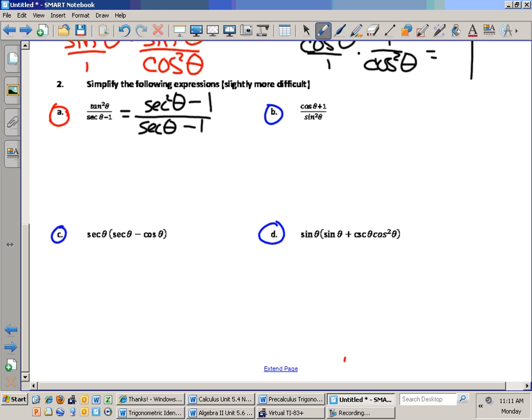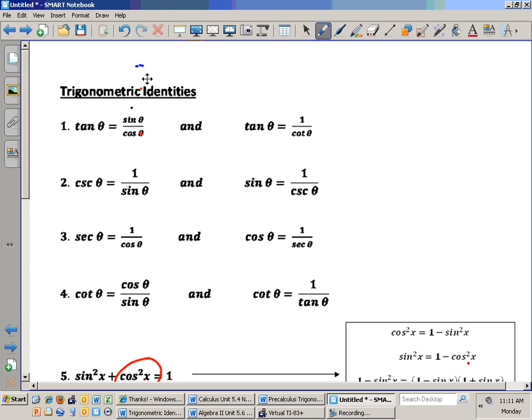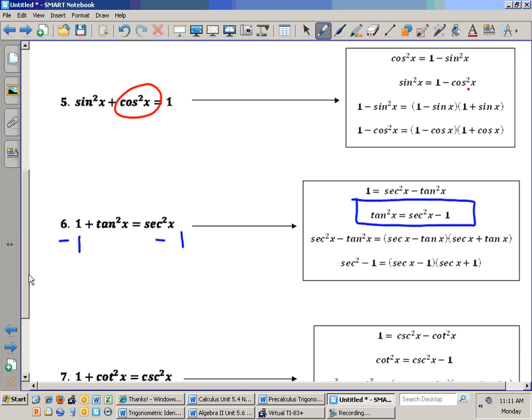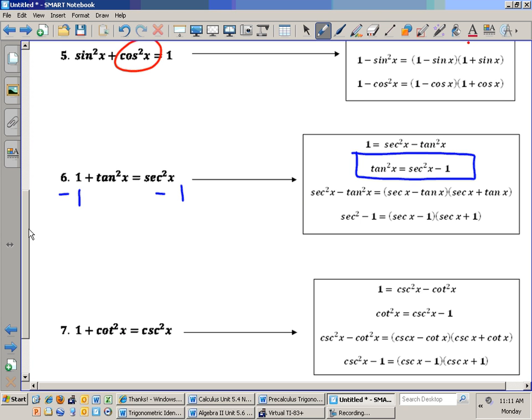Now, the formula says tangent squared is equal to secant squared minus 1. So I could plug that in. Now here's something else. Secant squared minus 1, true or false? That factors. It's the difference of two squares, so it does factor. In fact, I show you right here that it factors to secant of theta minus 1 times secant of theta plus 1. So it factors.